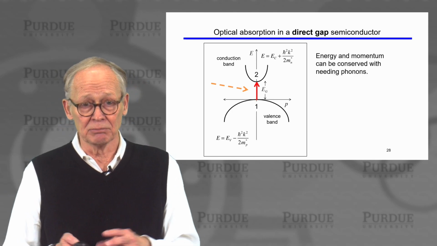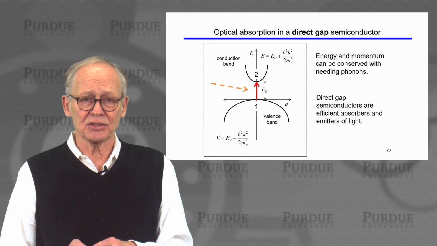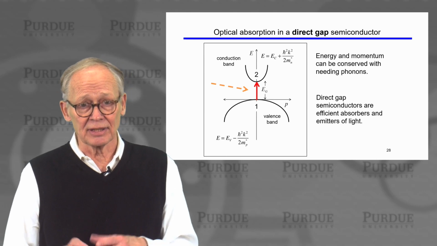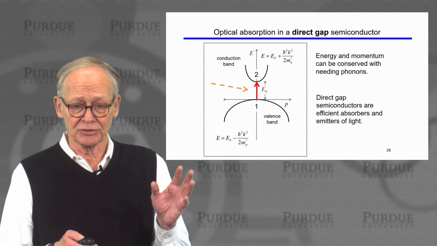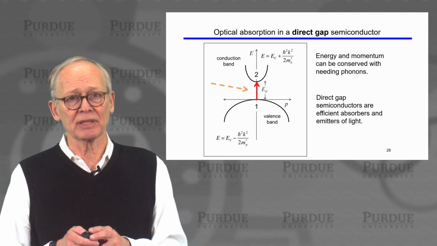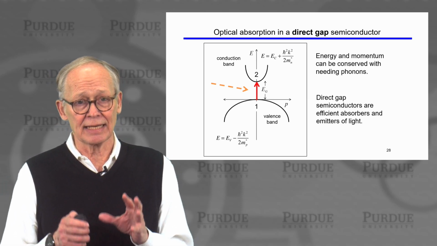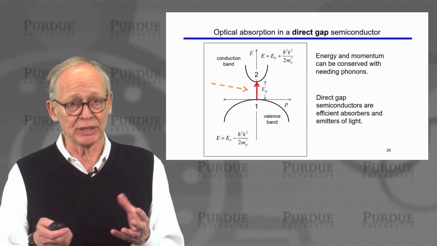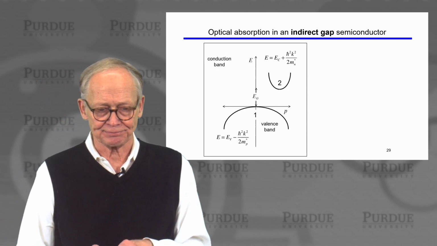Energy and momentum can both be conserved. This turns out to be a very strong process in direct gap semiconductors of this kind. It makes these materials very efficient at absorbing light and very efficient at emitting light under recombination processes.